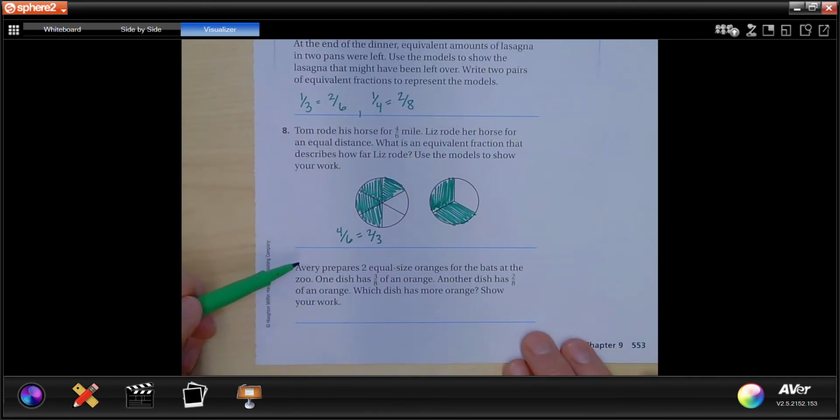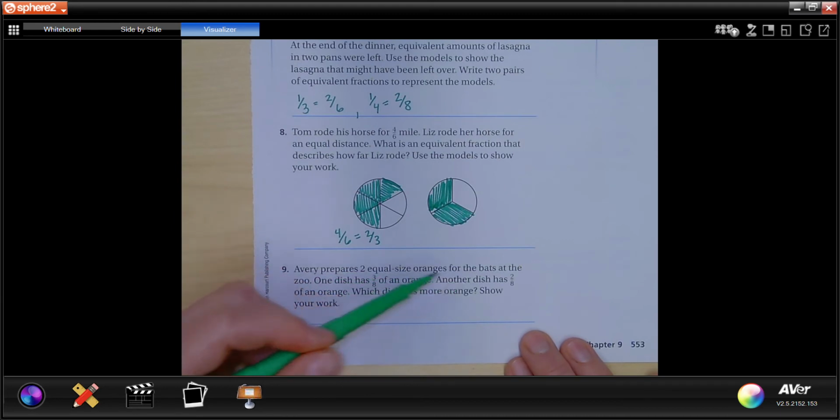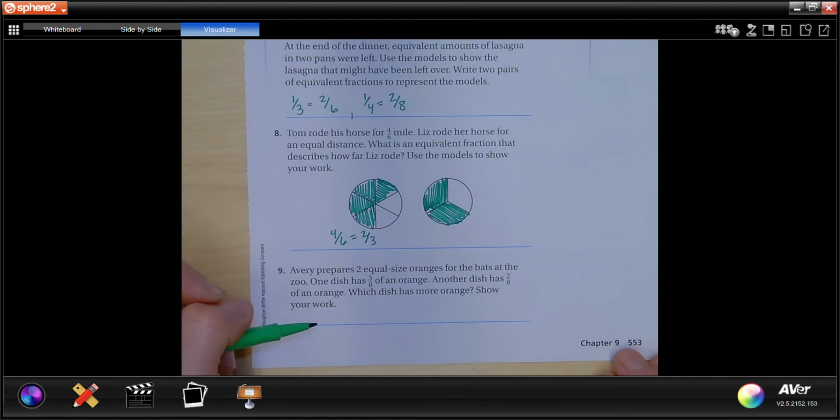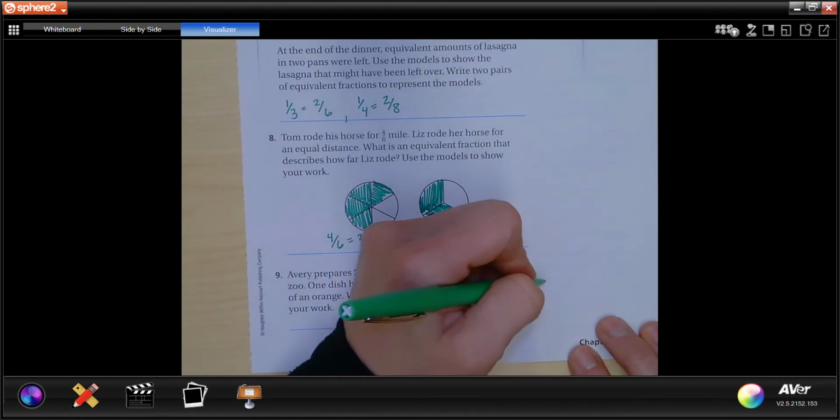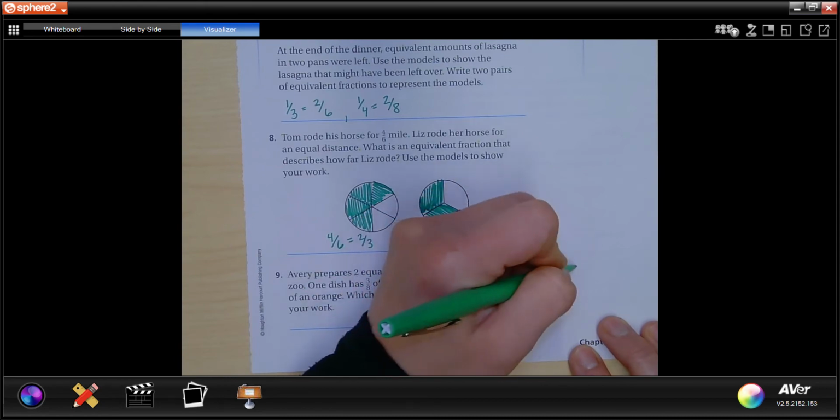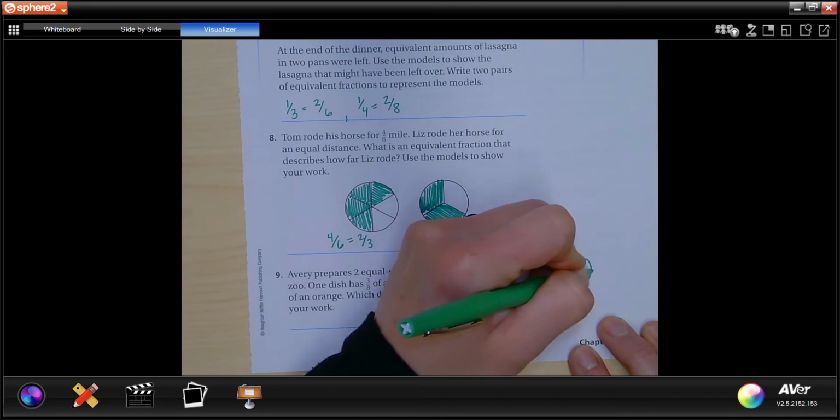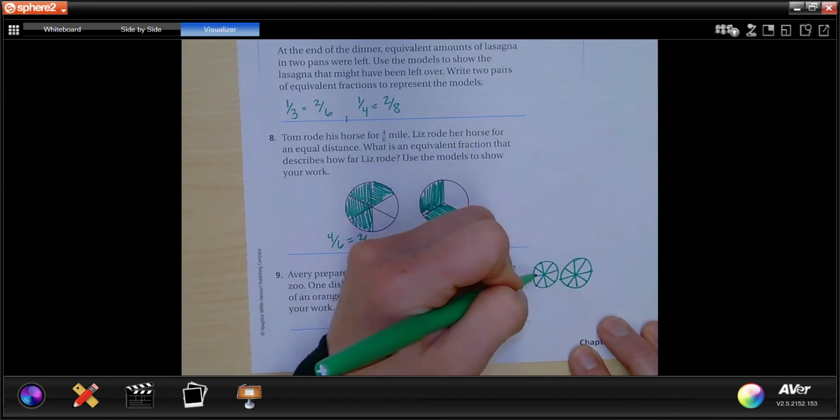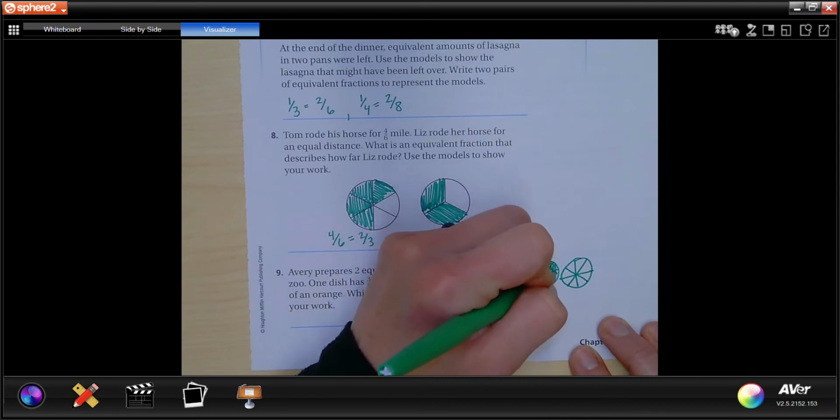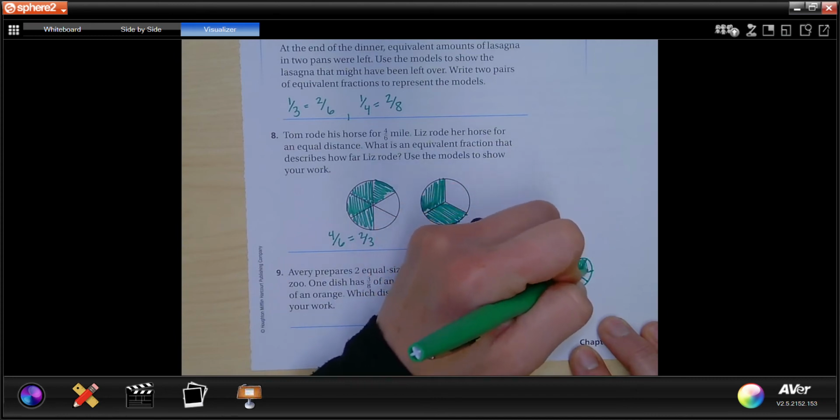Number 9. Avery prepares 2 equal-sized oranges for the bats at the zoo. One dish has 3/8 of an orange. Another dish has 2/8 of an orange. Which dish has more orange? Show your work. Okay, so we have 3/8 of an orange. 1, 2, 3, and 2/8 of an orange. 1, 2.